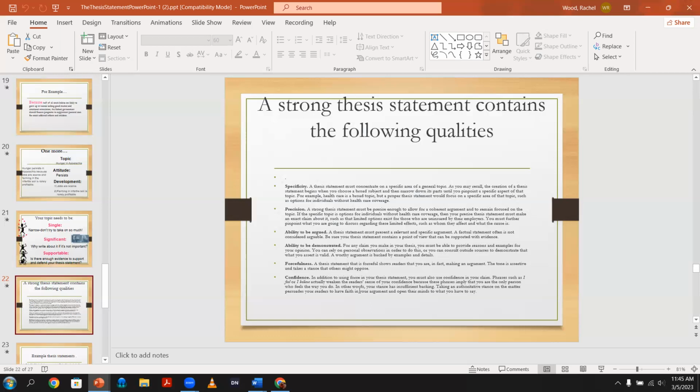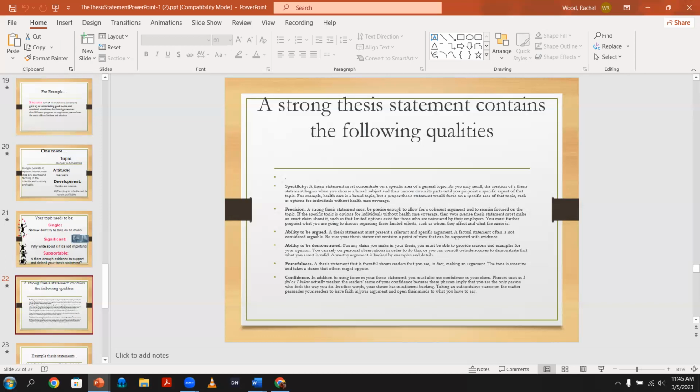You can certainly rely on personal observations in order to do this, but there are also outside secondary sources to demonstrate why this is valid.